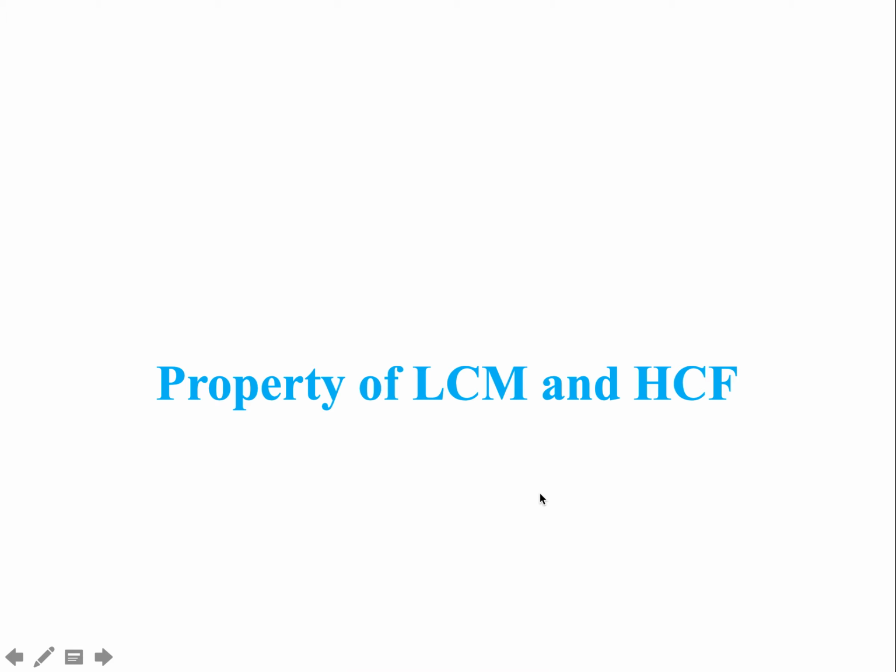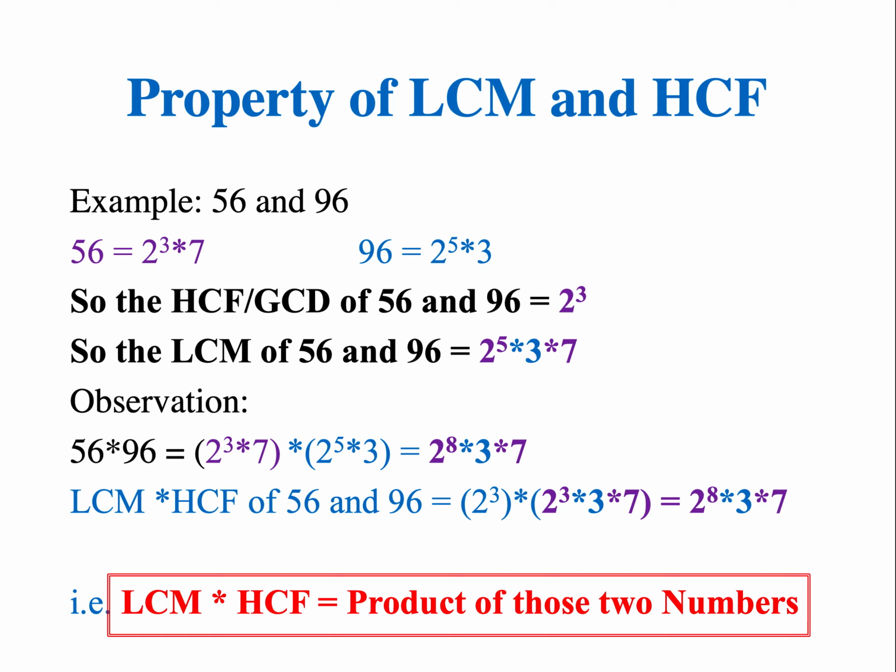Okay, moving on. Now, let's quickly discuss one of the very frequently used properties of LCM and HCF. To discuss that property, I'm just quickly discussing one example first. Here, we are taking two numbers, one is 56 and the other is 96. We have already seen the prime factorization and we have already calculated their HCF and LCM. The highest common factor of these two numbers becomes 2 to the power 3. The LCM of these two numbers becomes 2 to the power 5, times 3, times 7.